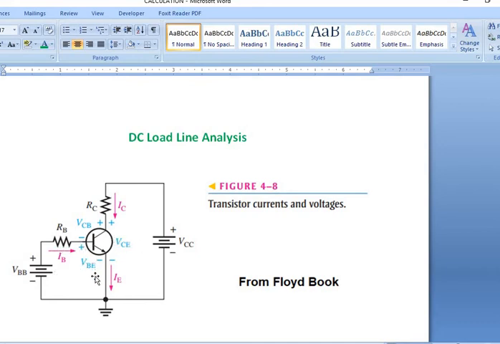This is the voltage from base to emitter, the voltage from collector to base, and the voltage from collector to emitter. These are different parameters which are brought into the analysis, and they show the different operating points, in fact, how the circuit behaves. And remember, this is the DC load line analysis.